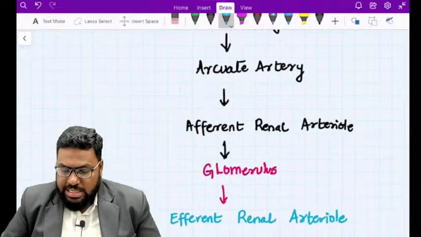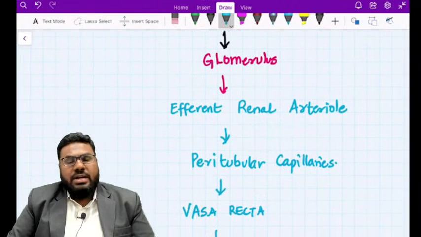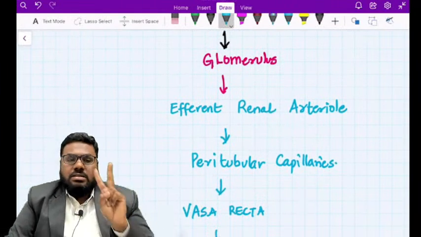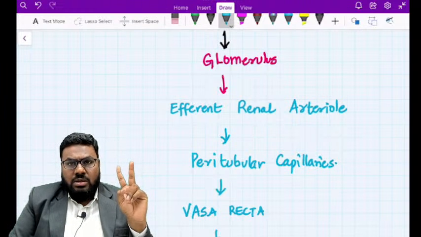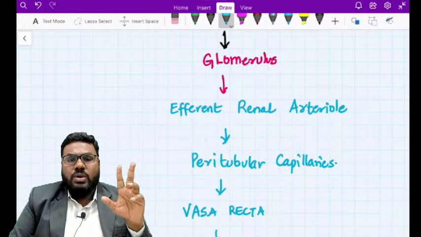So here in the autoregulation, it's very important that there are two important reflexes which help in nephron autoregulation. All right.